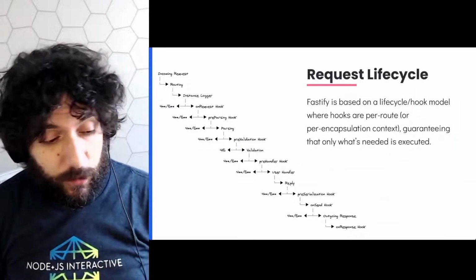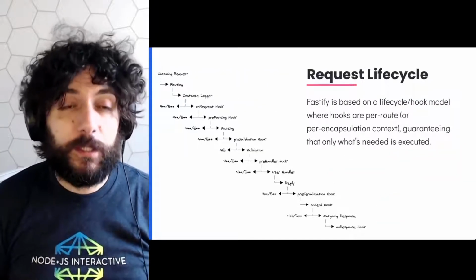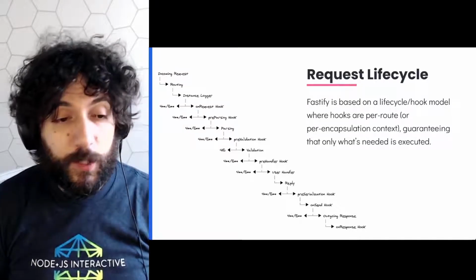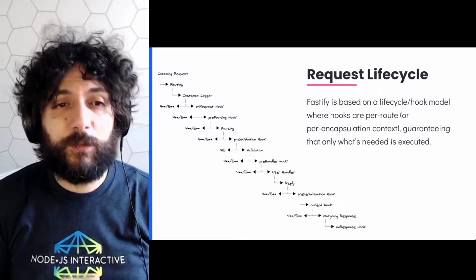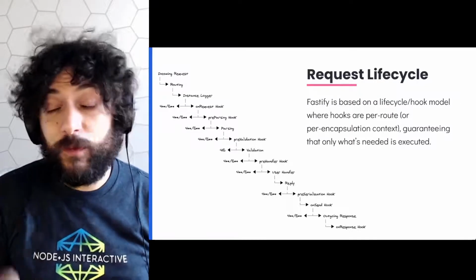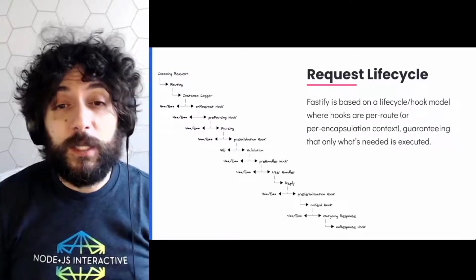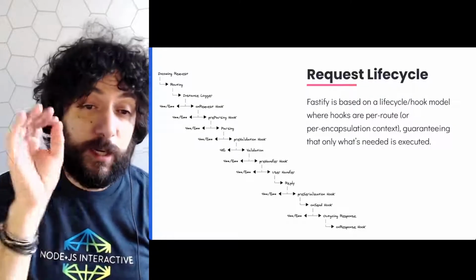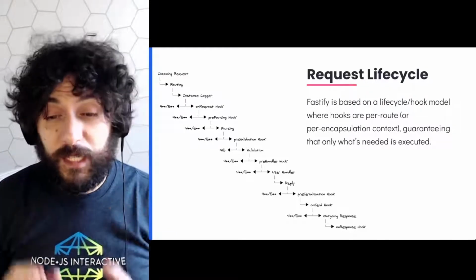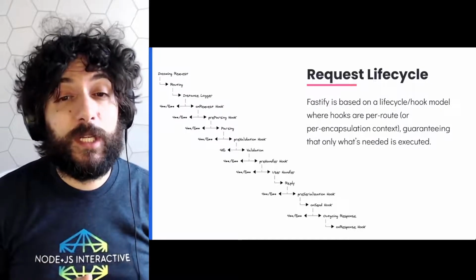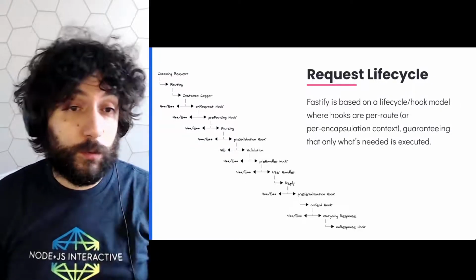The request lifecycle of Fastify is different from the one of Express, for example. With other frameworks, like Express or Koa, you have middlewares that are run everywhere. With Fastify, you have a predefined lifecycle that you can clearly use to specify when things are run. And this is key, because in this way, we can avoid monkey patching Node core.